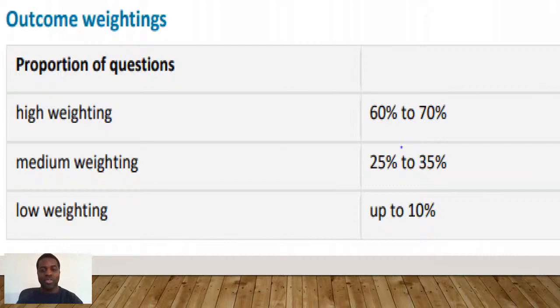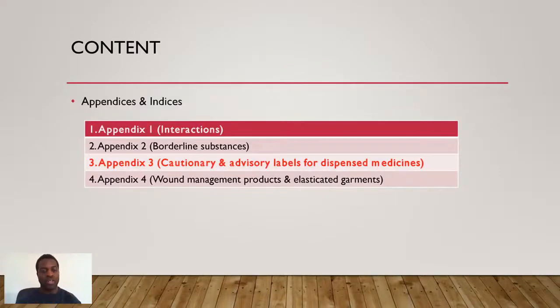Okay, so let's go on to the next one. Right, so the content, the appendixes and the indices, very, very important. The 2 key ones are your Appendix 1, which has got your drug interactions. So you need to know your Appendix 1, you need to know key important drug interactions, and there are some common ones that you need to know that will normally come up in your exams. There are 4 appendices, but I will say you want to focus on the first one, which is Appendix 1, which has got interactions, and then you want to focus on Appendix 3. So 1 and 3 are the main ones.